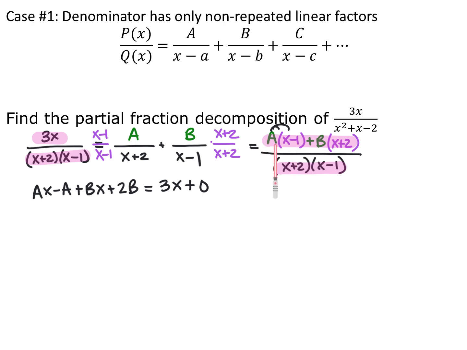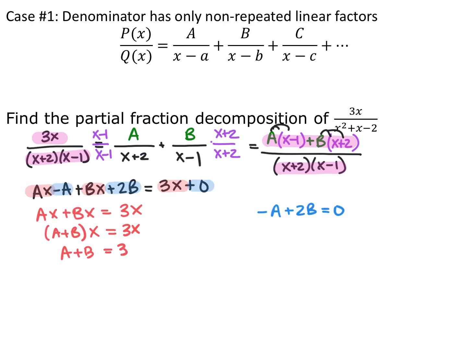So I just distributed my A in here, so I got Ax minus A, and I distributed my B, so I got Bx plus 2B, and that has to be equal to my original numerator. I want every power of x that's on my left to have a matching power of x from my original numerator. Originally, my highest power is just a power of x, which I have in the original numerator, but I also have constants in my new numerator. So that means I need to have a constant in my original numerator, and I don't. So I'm going to have a plus 0 placeholder. Now, every power of x is going to be an equation. So I started with my powers of just power 1 x.